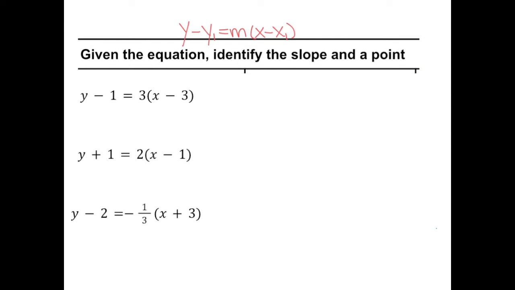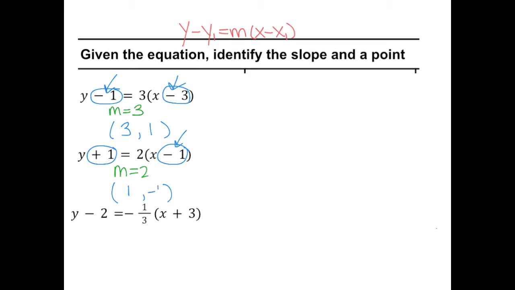Continuing on, we're just identifying the slope and a point. Your m is always the number in front of that set of parentheses, and the x and y will come from the numbers after the x and after the y, but just the opposite of what's there. So if this looks like a negative 3, again, this is a positive 3 value. This looks like a negative 1, it's actually a positive 1. In the next problem, slope is 2, and my x value is coming from here. It looks negative, but it's actually positive. This one looks positive, so this is actually a negative 1 for my y value.